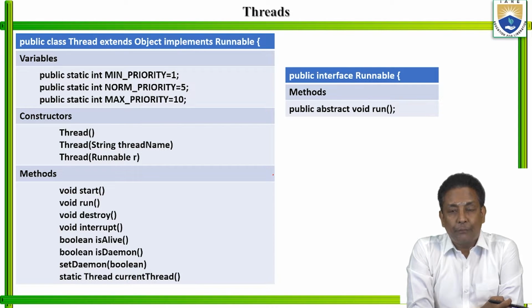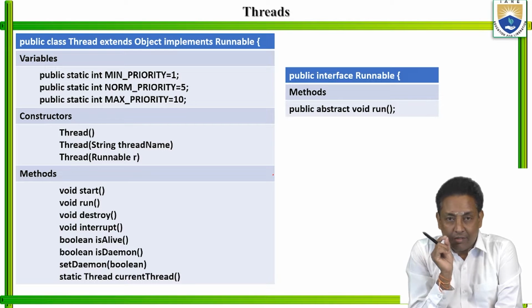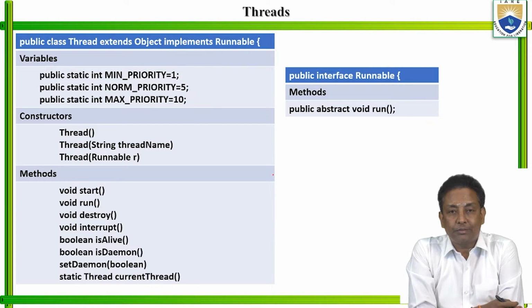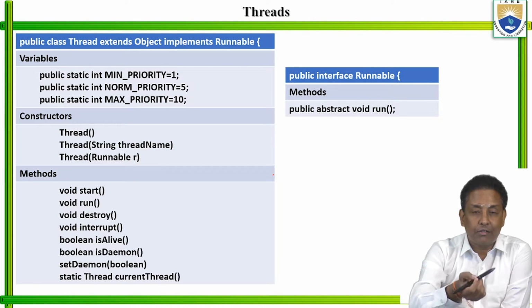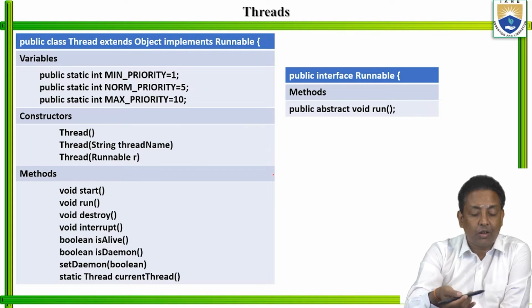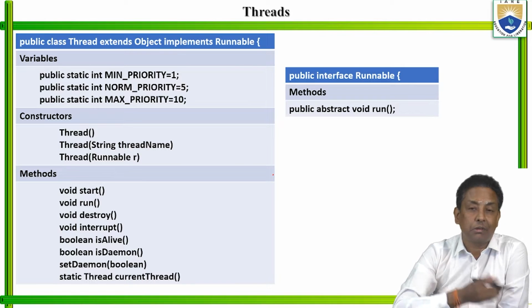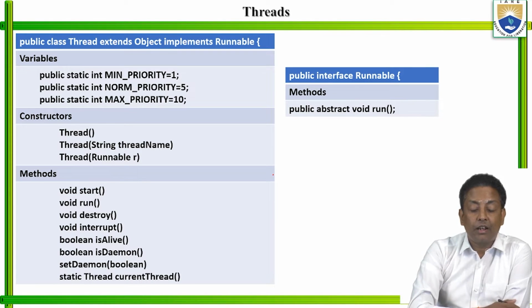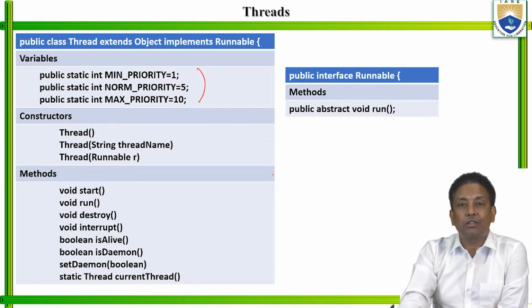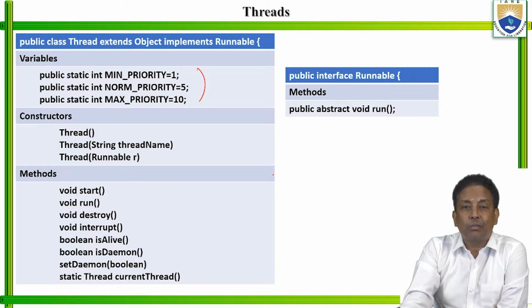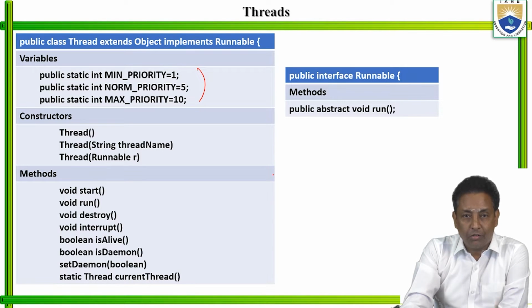Next, if you observe any Java class in the API documentation, after the class declaration they explain the variable summary, constructor summary, and method summary. The same way we are covering in the thread class. 3 constant variables are given, called MIN_PRIORITY, NORM_PRIORITY, and MAX_PRIORITY. Internally, their values are 1, 5, and 10 respectively.